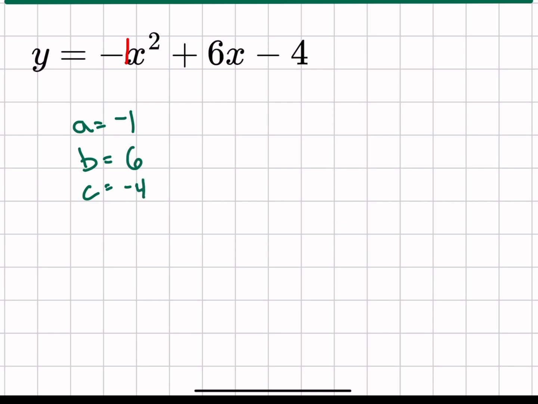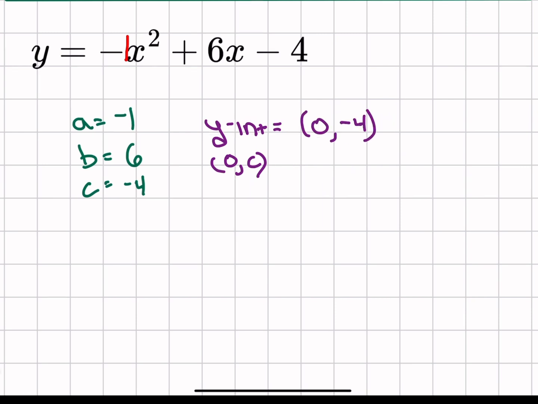And hopefully you immediately recognize that because a is a negative value, this parabola opens downward, and the y-intercept is 0, c. So in this case, it's 0, -4.